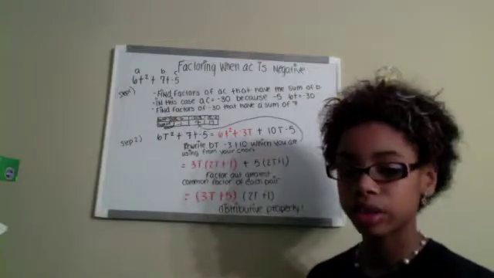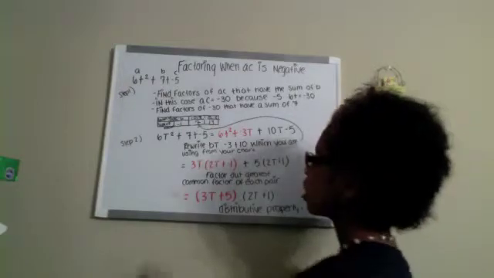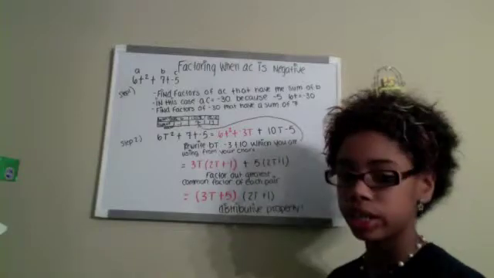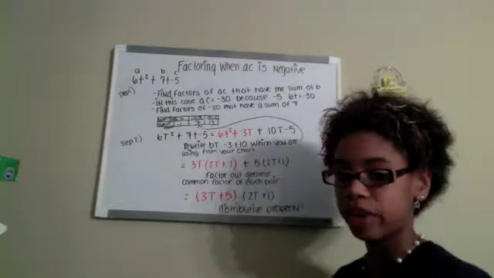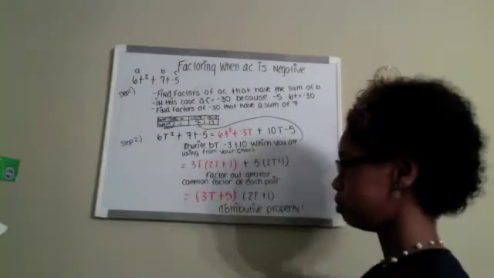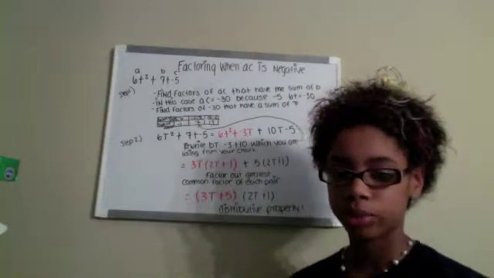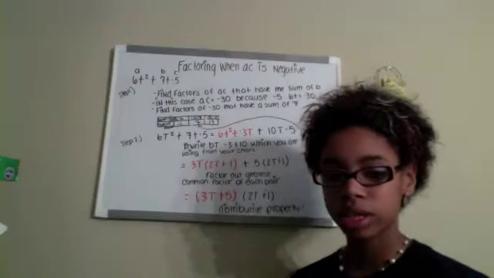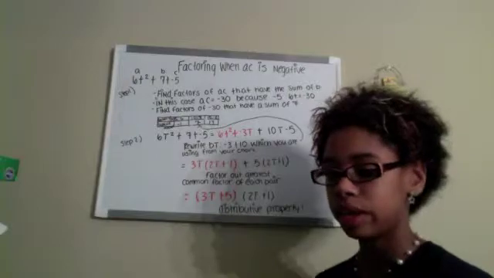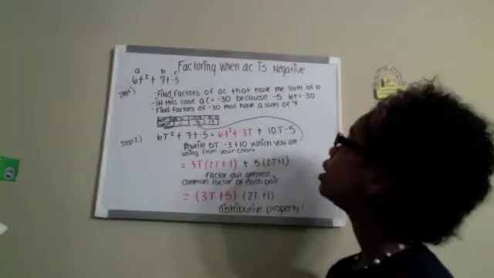And you're going to factor out the greatest common factor of each pair. So I did 3t(2t plus negative 1) plus 5(2t plus negative 1). And then the last step you want to take is the distributive property: (3t plus 5)(2t plus negative 1). And that was factoring when AC is negative.